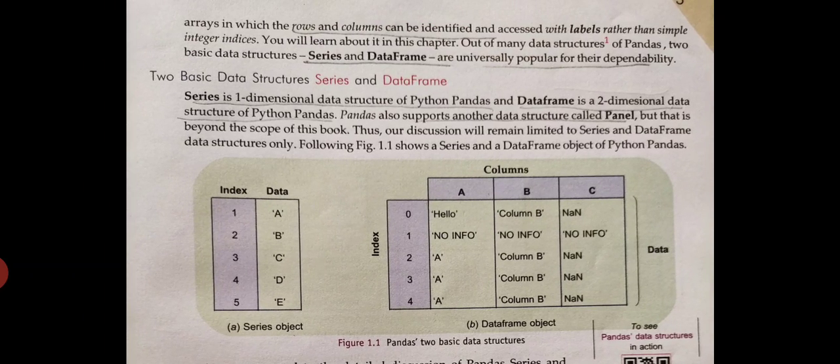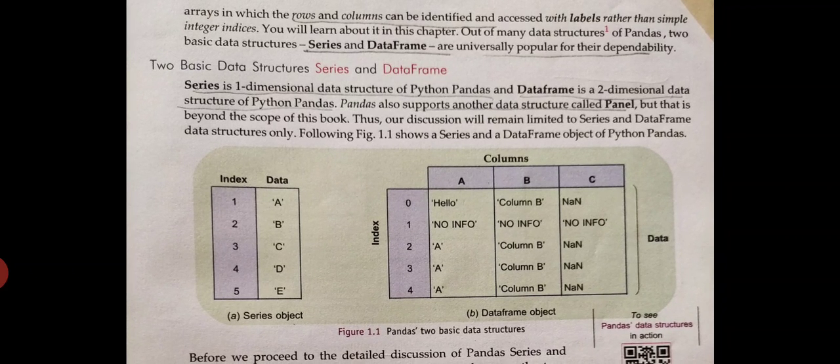Now you can see that there are many data structures of Pandas, but two basic data structures, series and data frames, are universally popular for their dependability. So two data structures, series and data frame. Now students, try to understand a bit of difference between these two. Today we will just discuss these two, cover this only. Later on we will move to how to create these. Alright, so series is a one-dimensional data structure of Python Pandas, and data frame is a two-dimensional data structure of Python Pandas. This is the most important difference.